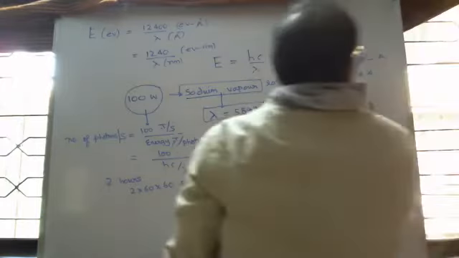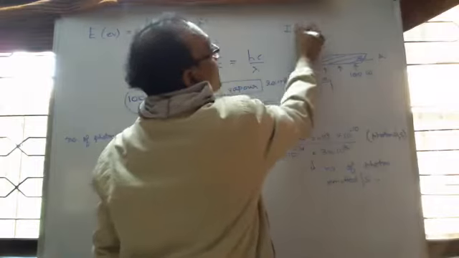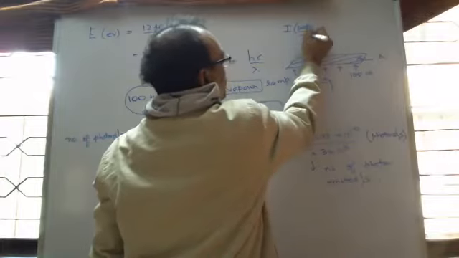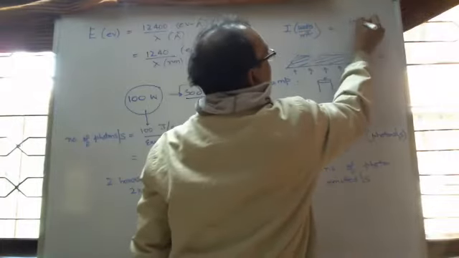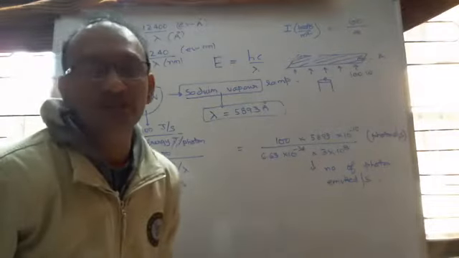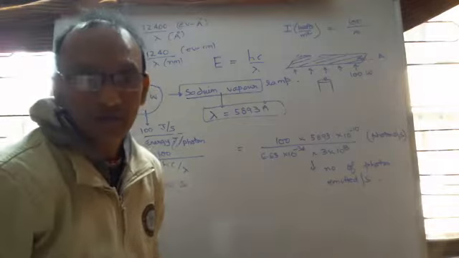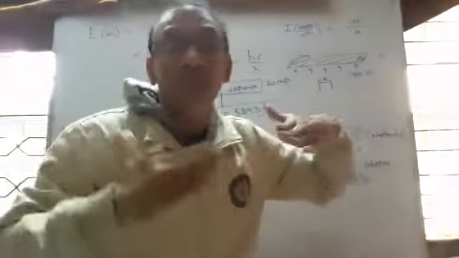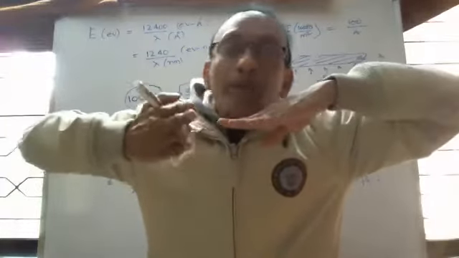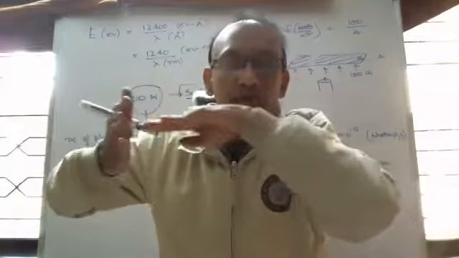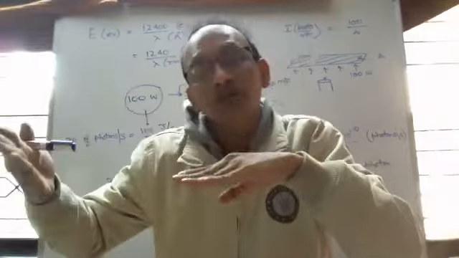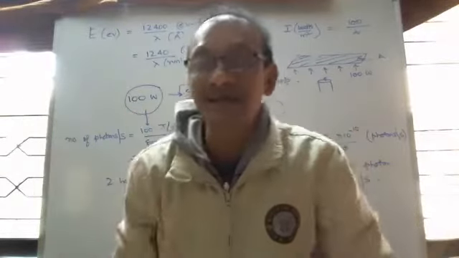Then we say intensity. Intensity is like watts per meter squared, per unit area. So that's going to be 100 divided by A, watts per meter square. That's the intensity. Intensity is hamesha how much of energy is passing a unit area perpendicular to the direction of wave propagation. That will give me the intensity of the wave.